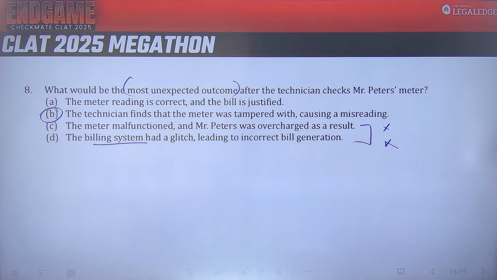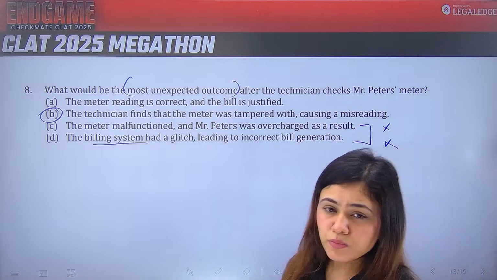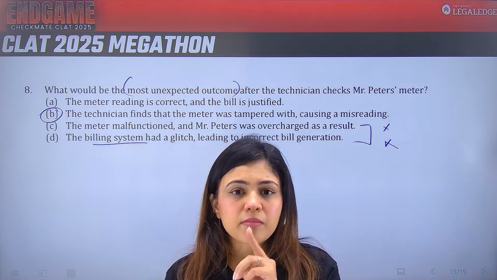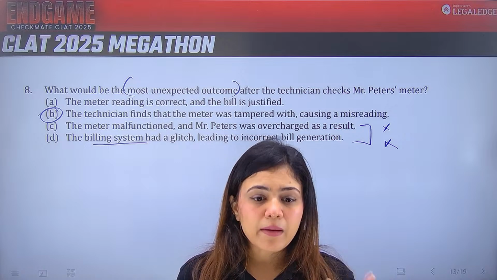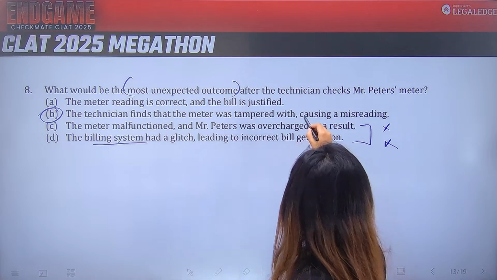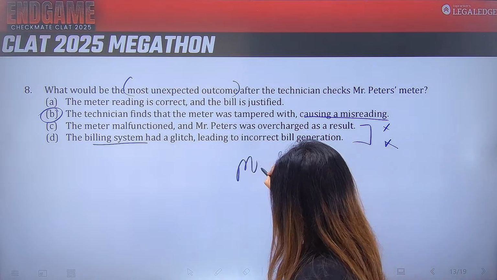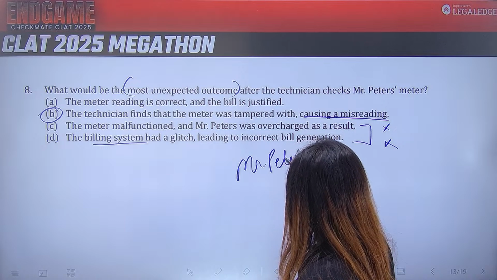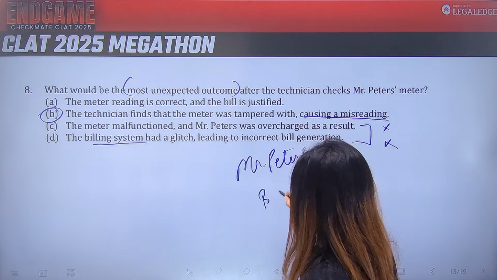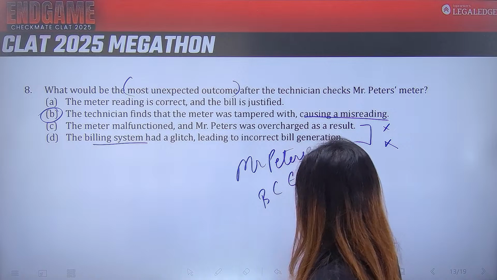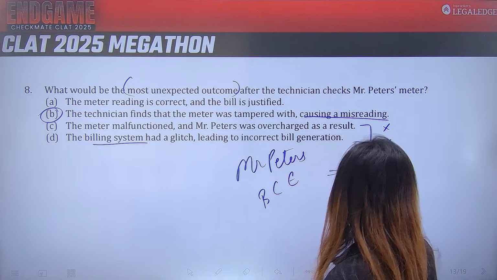कि इसका मतलब ये हुआ कि there has been an interference, some intruder has come and tampered with the meter and that has caused a misreading. यहाँ पे ना मिस्टर पीटर्स इन्वॉल्व है ना Big City Electricity इन्वॉल्व है. यहाँ पे कोई थर्ड पार्टी ही इन्वॉल्व है.